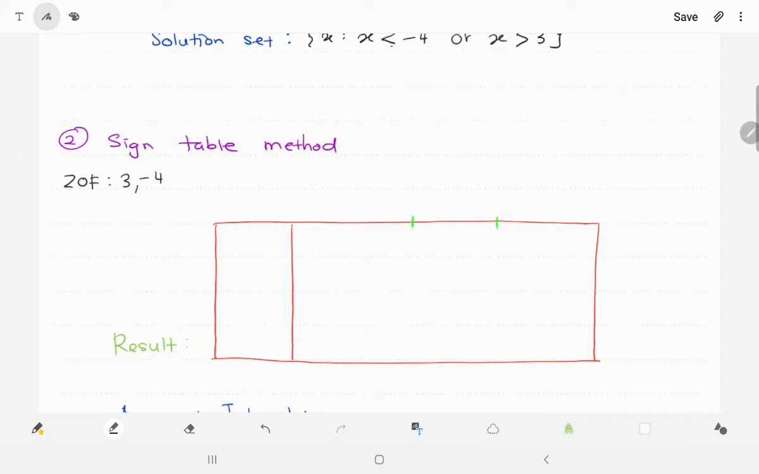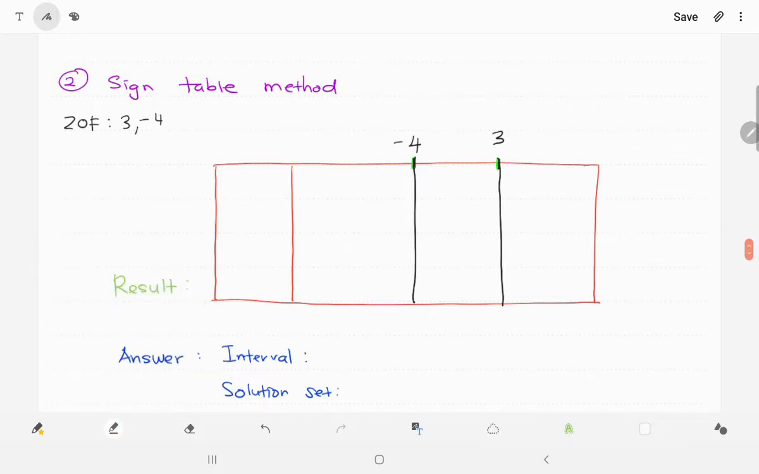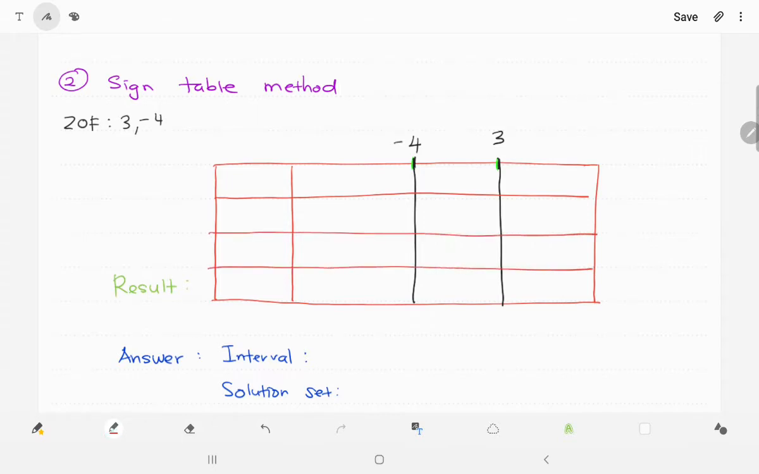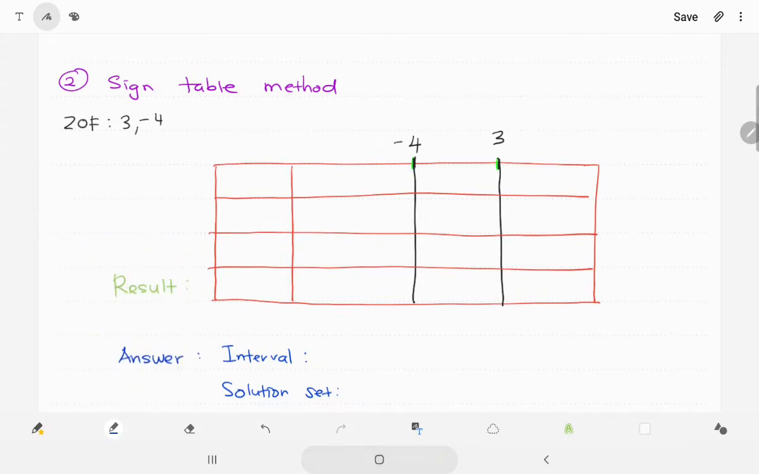So here I label, we need to put our Z or F. 3, no, we put a smaller number first: negative 4, 3. Draw a straight line to the bottom of the box, and let me finish up the lines for the box first. Okay, now we can proceed.